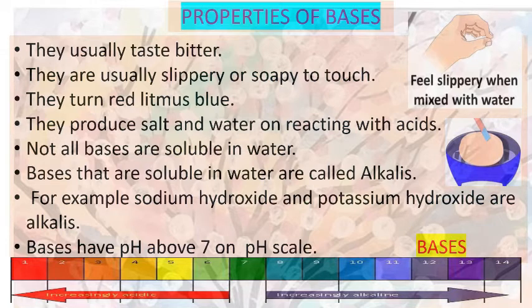Some bases are soluble in water and some are not soluble in water. Bases like ammonium hydroxide, sodium hydroxide and potassium hydroxide are soluble in water. These bases are called alkalis. Bases like aluminum hydroxide are not soluble in water, so they are not alkalis. So all the alkalis are bases, but all the bases are not alkalis. Like aluminum hydroxide is a base but not an alkali because it is not soluble in water. Bases have pH above 7 on the pH scale.